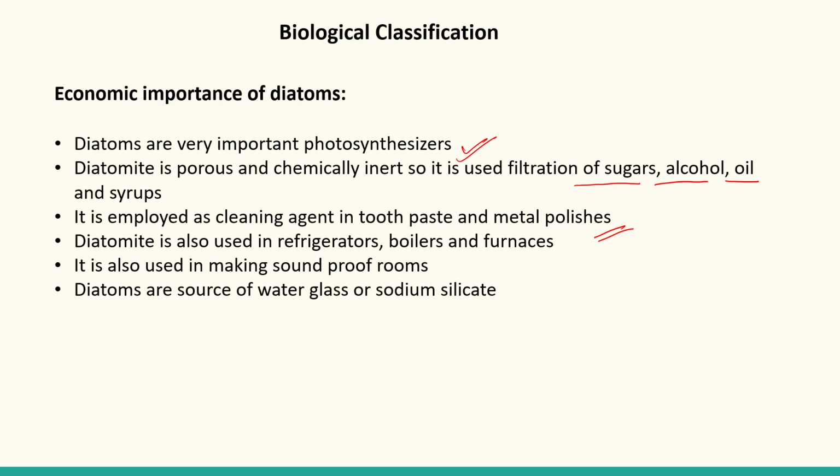Diatomite is also used in refrigerators, boilers and furnaces. And it is also used in making soundproof rooms. This diatomite is mixed with the stone-making material or the brick-making material, and that could be used in making soundproof rooms. Diatoms are a source of water glass and sodium silicate. This is also required in some industries for making water glass or sodium silicate. So this is the economic importance of diatoms.